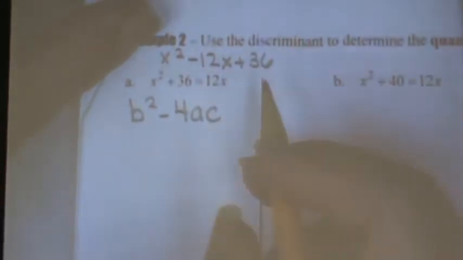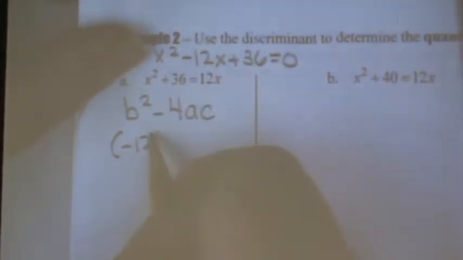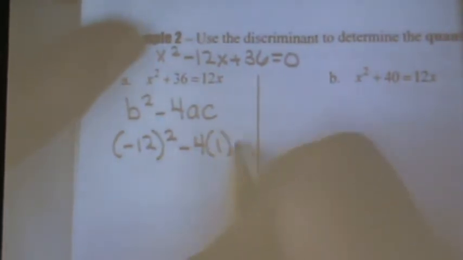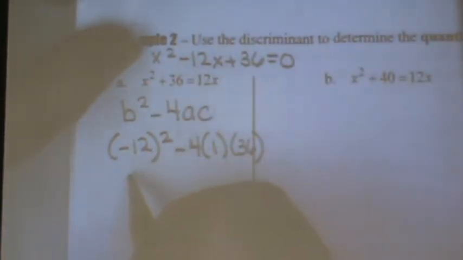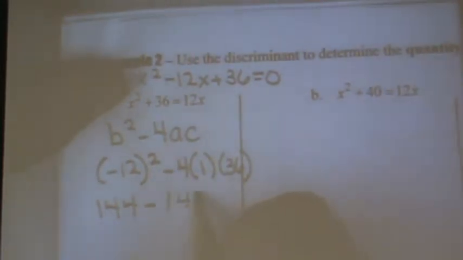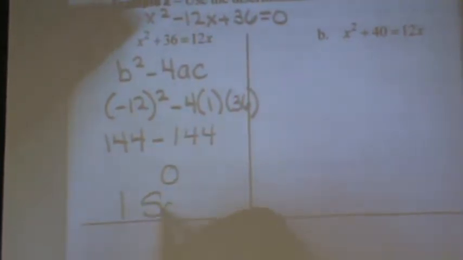Thank you very much, because that's a big problem that people don't understand. You have to get it in standard form first. And the other thing is people forget to square the negative. So it's negative 12 squared minus 4 times 1 times 36. What's negative 12 squared? And then what's 4 times 36? 144. And what's 144 minus 144? 0. That means that there's 1 solution.